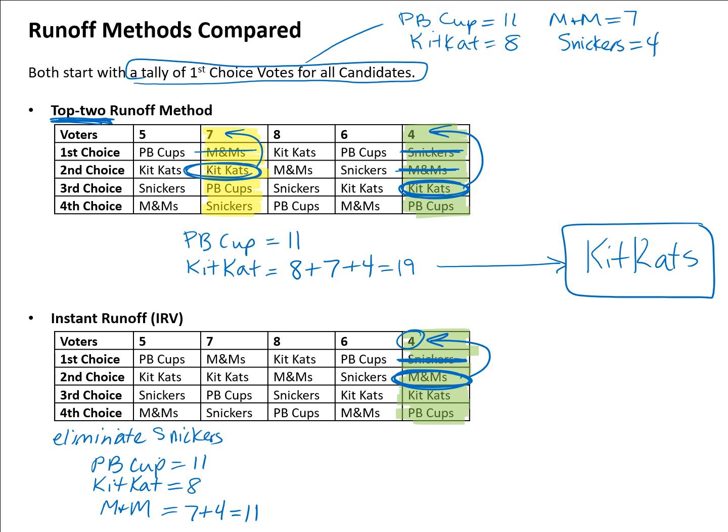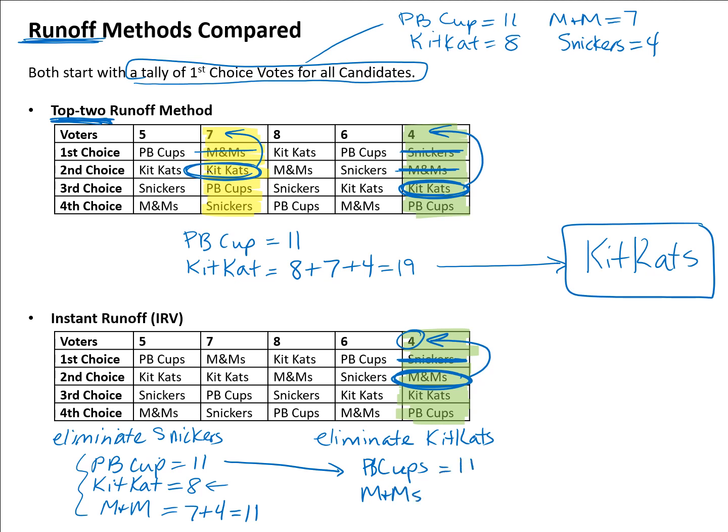And remember, the whole point of a runoff is to get to somebody above half of the votes, so above 50%. So if no one has over 50%, we eliminate another candidate. And again, it's the candidate that has the least votes. So of these 3, the least votes is Kit Kats. Snickers was already eliminated, so we're going to eliminate Kit Kats next. So that means that peanut butter cups go head to head with M&Ms.